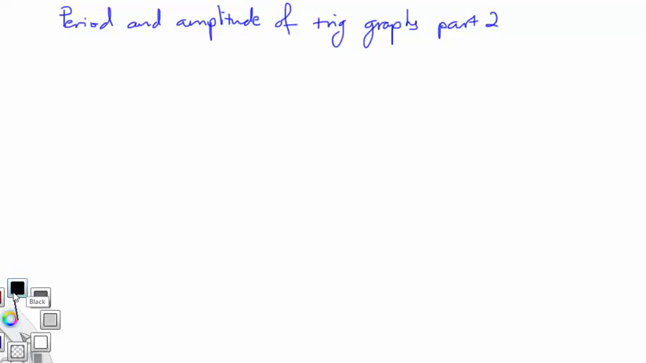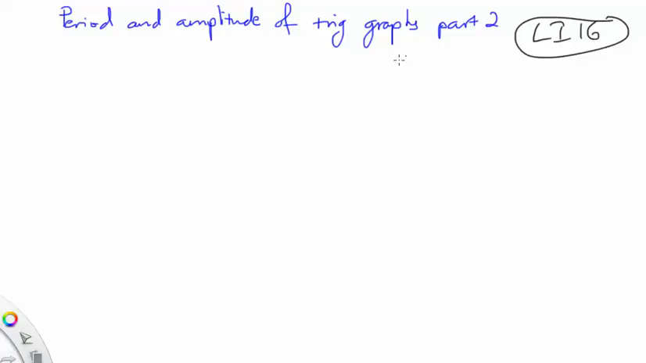Hello, this is the second part for Learning Intention 16, finding the period and amplitude of trig graphs. This part deserves its own special section because it's about the tan function, and I want to make a few statements about the tan function.